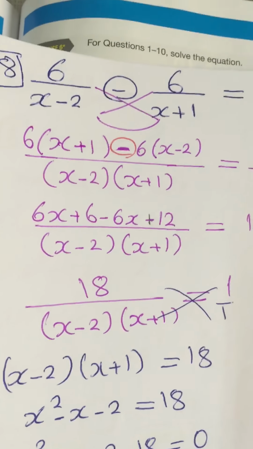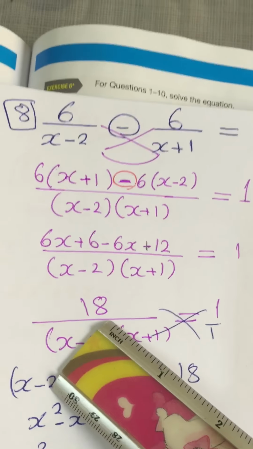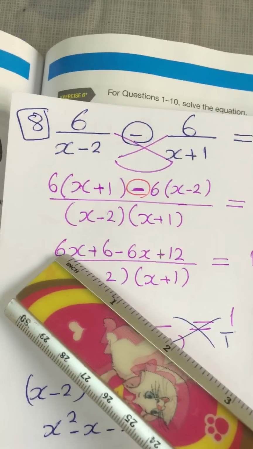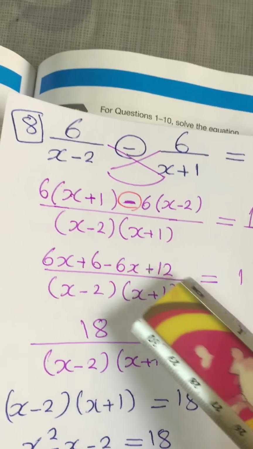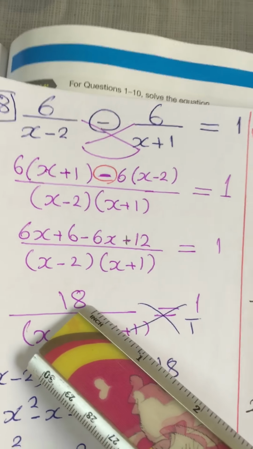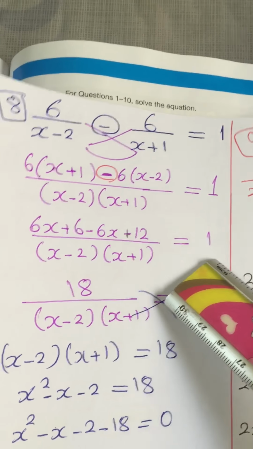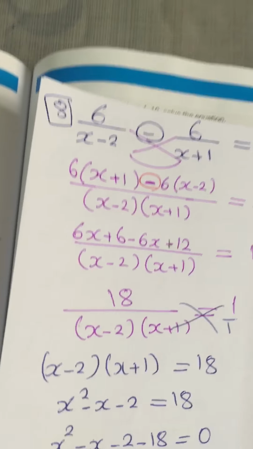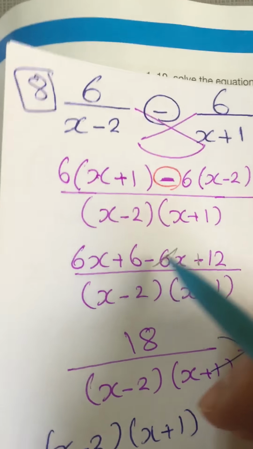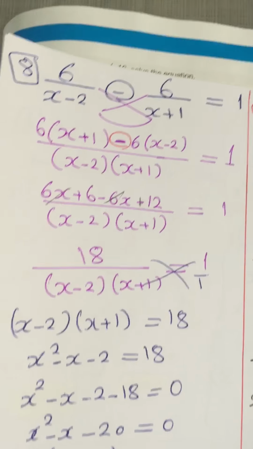As you see here, I added correctly. Now, positive 6x cancelled with negative 6x. 6 positive and 12 positive equal 18. The right side is still 1 as it is. I collect the like terms up. I cancelled the negative and the positive 6x.